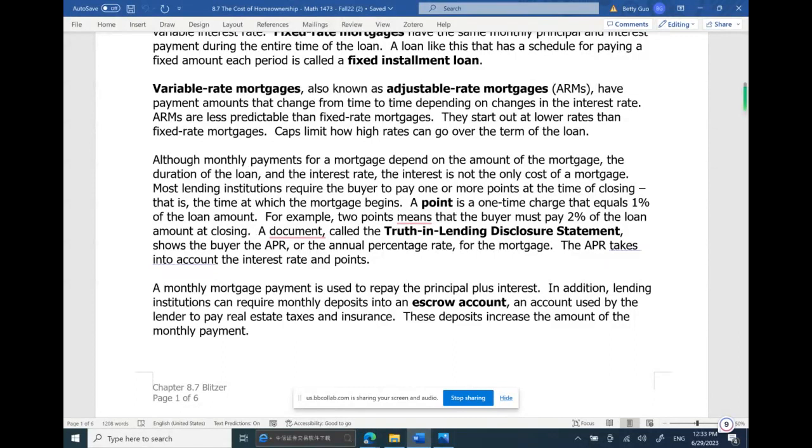Then 2 points would be 2% of the loan amount. 3 points would be 3% of the loan amount. Sometimes they will give you the option to pay a point or 2 points or even 3 points. And if you do that, then they will lower the interest rate. There's a trade-off there. And a document called the Truth in Lending Disclosure Statement shows the buyer the APR, or annual percentage rate, for the mortgage. The APR takes into account the interest rate and the points, the real cost of borrowing the money for a home.